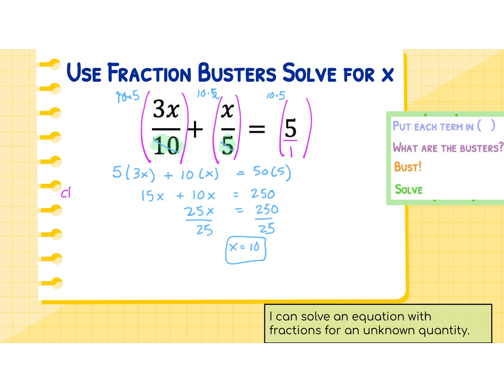So here's our check. We're going to have 3 times 10 over 10 plus 10 over 5 is equal to 5. 30 over 10 plus 10 over 5 is 2. 30 over 10 is 3, so 3 plus 2 equals 5. 5 equals 5. So well done.